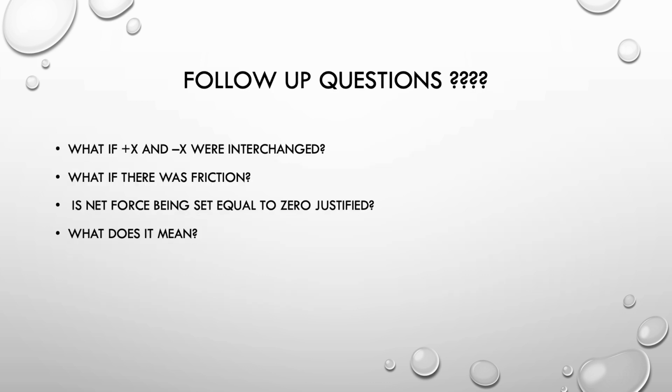And here are some follow-up questions. So what if positive x and negative x were interchanged? The slopes of the graph would be downwards rather than upwards. However, the conclusions drawn would still be the same, as constant velocity would still be shown.